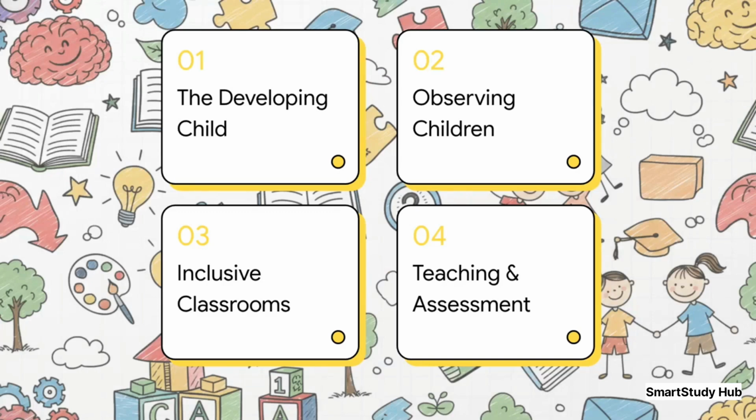And here it is. This is our roadmap. We've taken all 7 of those official MTET topics and sorted them into 4 logical parts. First, we'll start with the absolute fundamentals of child development. Then, we'll move into the practical tools for observing your students. After that, we'll tackle the real heart of modern teaching, inclusion. And finally, we'll wrap it all up with the core skills of teaching and assessment. So, let's start at the beginning.